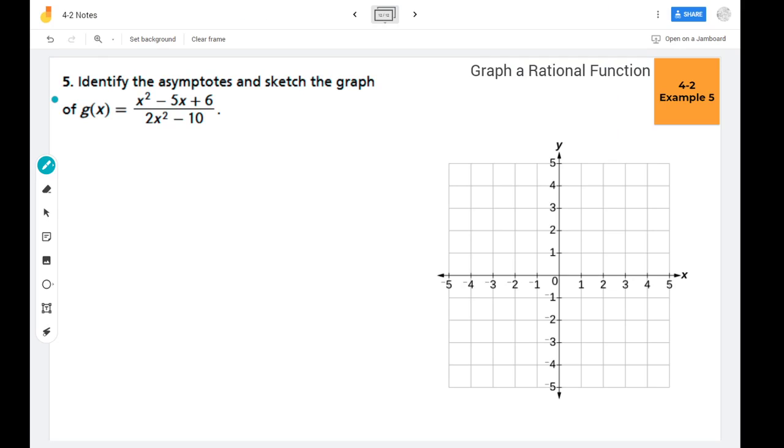So first thing, we want to factor. So here, this turns into x minus 2 and x minus 3, because I have to have matching signs. Down here, I'm going to factor out a 2. So I get x squared minus 5 when I do that. And so when I actually do factor that, I'm going to get x plus root 5 and x minus root 5, which is weird.